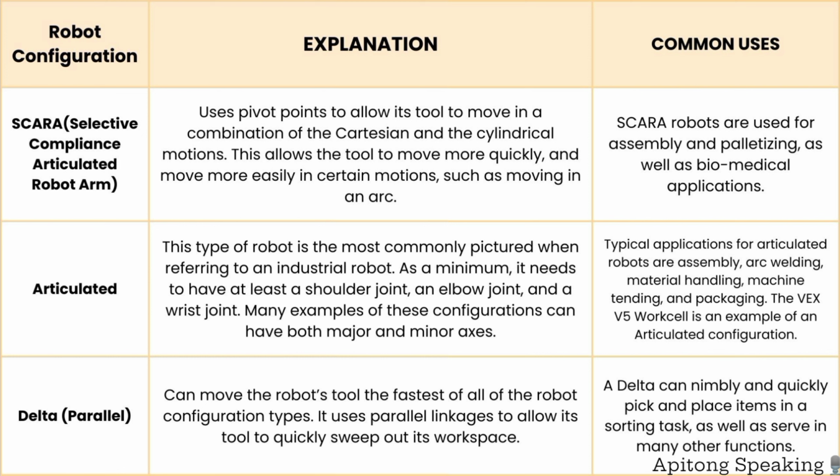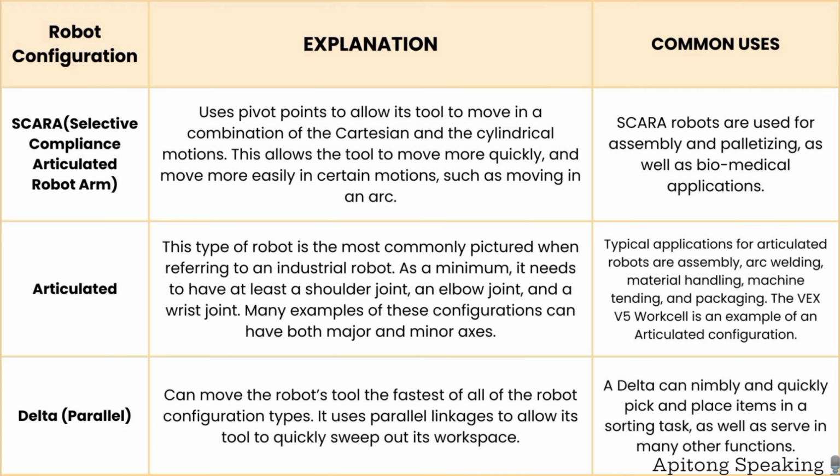Lastly, we have the delta or the parallel robot configuration. It can move the robot's tool the fastest of all of the robot configuration types. It uses parallel linkage to allow its tool to quickly sweep out its workspace. A delta can nimbly and quickly pick and place items in a sorting task, as well as serve in many other functions.